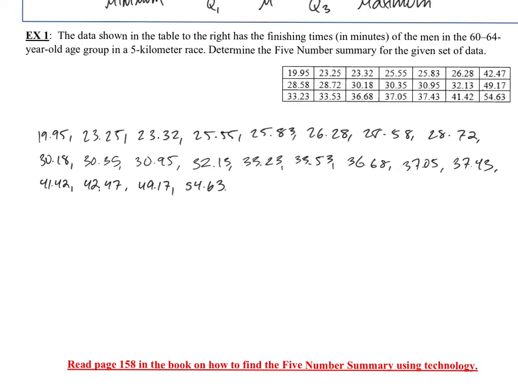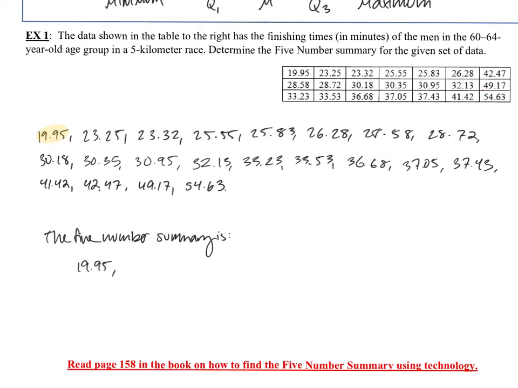Alright, so the smallest number is going to be the first part of our 5-number summary. So let me write this out. The 5-number summary, so the first one is the minimum. That's the smallest number right there. So the minimum is 19.95. Then we're just going to do a comma.